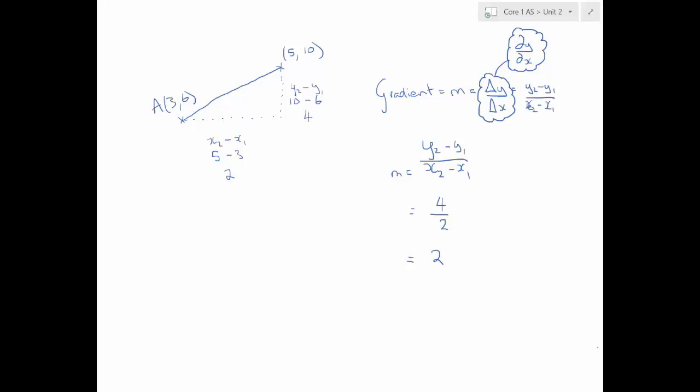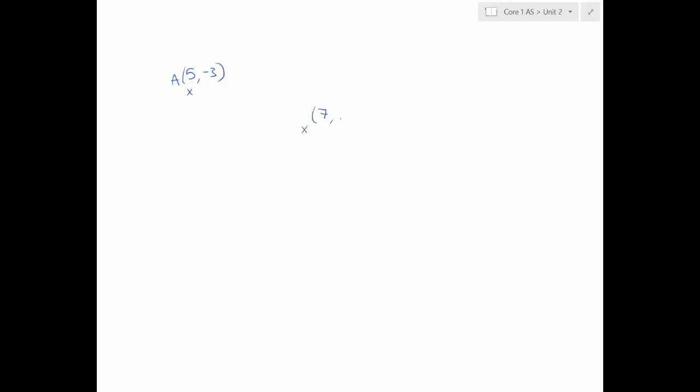So let's get a question for you to try. Here we have point A, and we're going to say that's 5, minus 3. And let's have point B, which is 7, minus 9. What would be the gradient of this line here? Okay, well, pause the video, unpause it when you're ready to start.